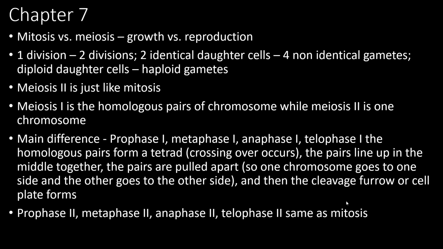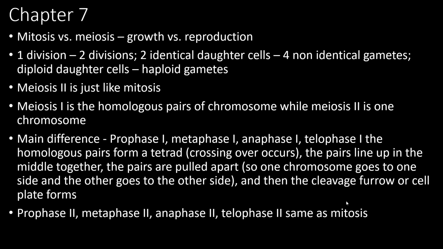But remember that meiosis is going to have a division where it's meiosis 1 followed by meiosis 2. And one of the main differences is during meiosis 1, homologous pairs of chromosomes form together, and they form what we call the tetrads. Tetrads can be seen in prophase 1, metaphase 1, and anaphase 1. In telophase 1, they have already pulled apart.